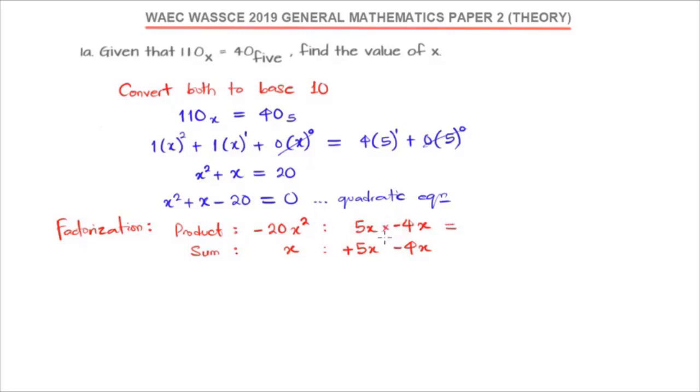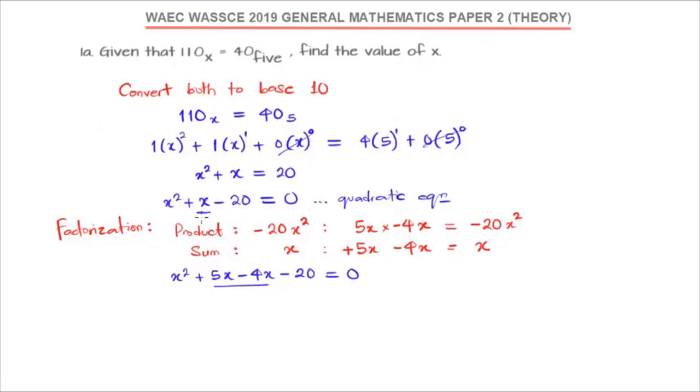So if we add the two, it will give us x, and if we multiply them, it will give us minus 20x squared. Okay, the addition will give us 5x minus 4x, that will be x. So we have our factors that we can use to substitute into the second term. So instead of writing x, we write plus 5x minus 4x. Of course, the sum of that is also x. So it's not as if we are changing anything.